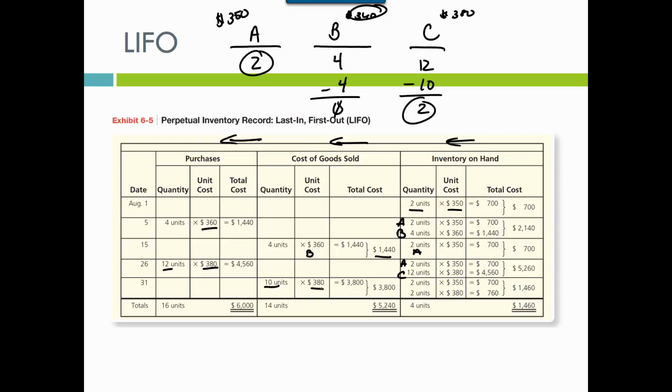So all 10 items came from shelf C, which costs $380. So my cost of goods sold is $3,800. I have 4 units left. I still have the 2 on shelf A, so I carried that down. And then I had 12 units on shelf C. I took 10 out, so I have 2 left here on shelf C. So you can see that the cost of goods sold is higher and the ending inventory is lower because I'm pulling the most expensive things, the most recent purchases, into my cost of goods sold.